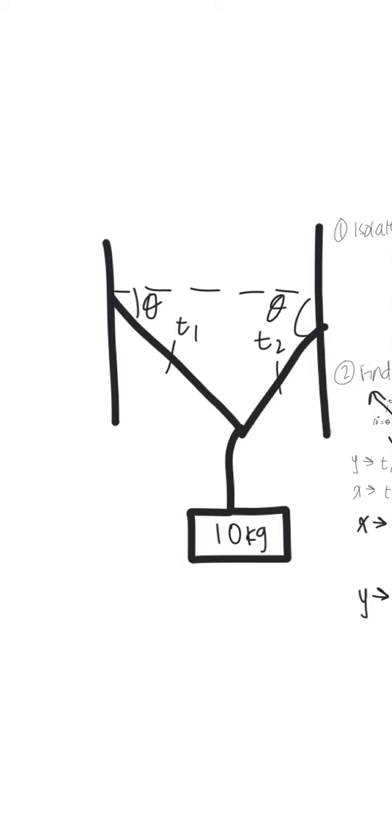Okay, so for this problem, we're looking at this diagram that shows two tensions, T1 and T2, and also a tension here holding an object of 10 kilograms. Now, in order to solve this problem, first what we need to do is isolate the body of 10 kilograms.